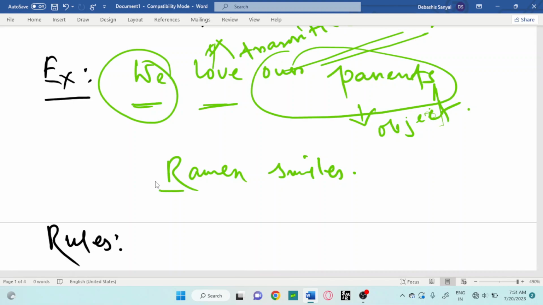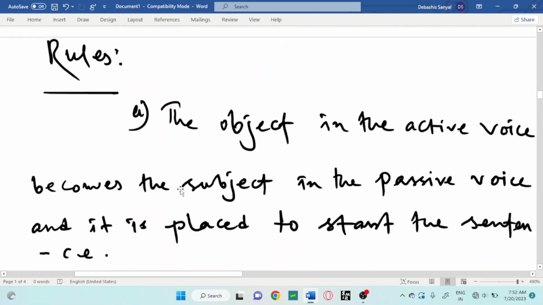Roman smiles. There is no object. Roman smiles. So remember, only transitive verbs have active and passive voices. There are some general rules for changing active to passive. The very first one is the object in the active voice becomes the subject in the passive voice, and it is placed to start the sentence.